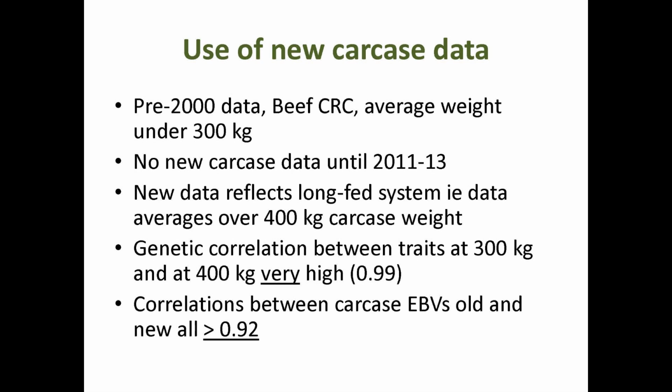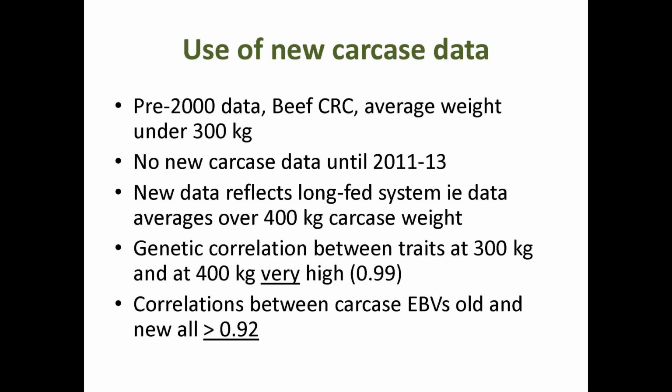And one should rightly say, okay, well, what's that telling us? There's a couple of things that are really important. The first thing is, and Gilbert and the team looked into this very carefully, the genetic correlation between these traits, in particular marbling, at a 300 kilo carcass and at a 400 kilo carcass is very high. And that's kind of an understatement.